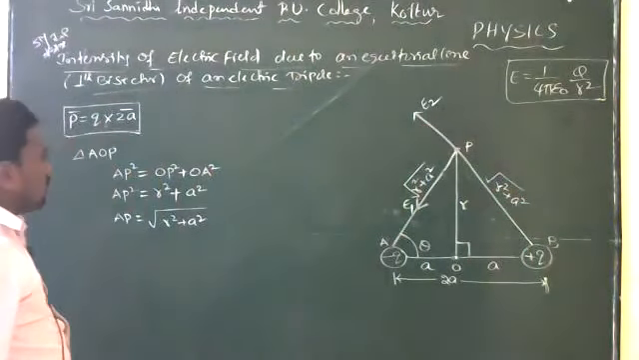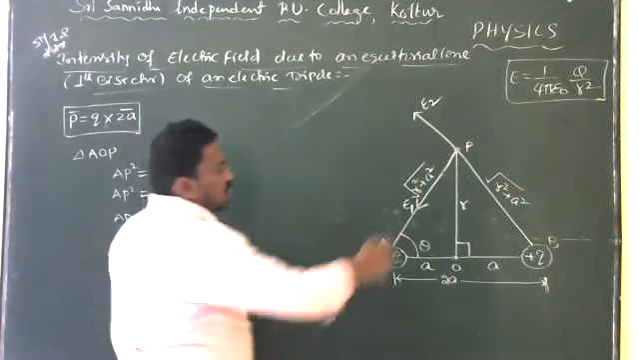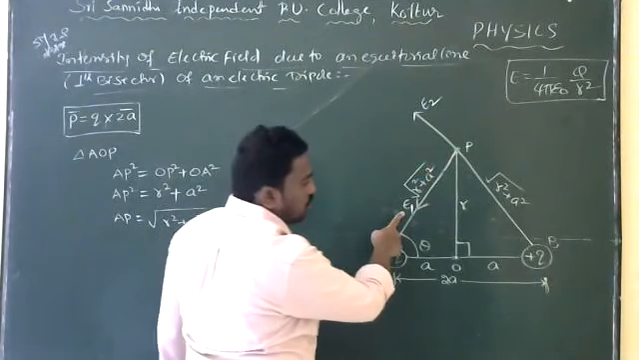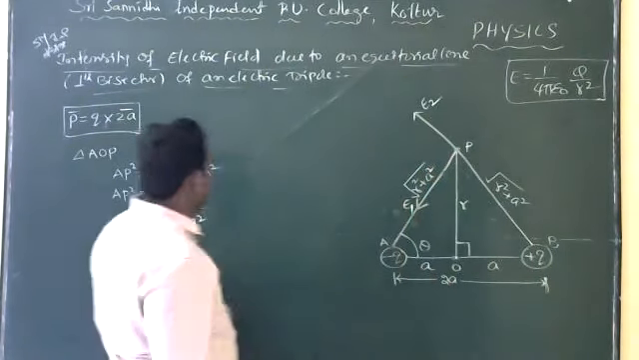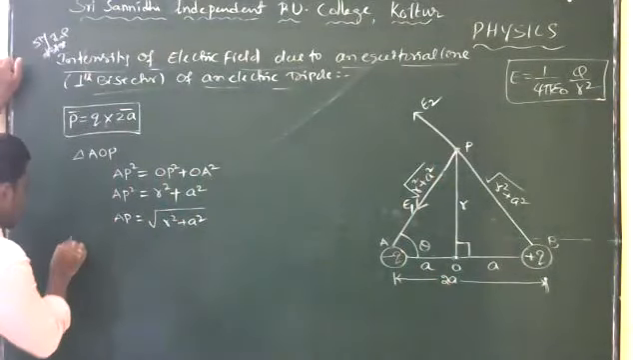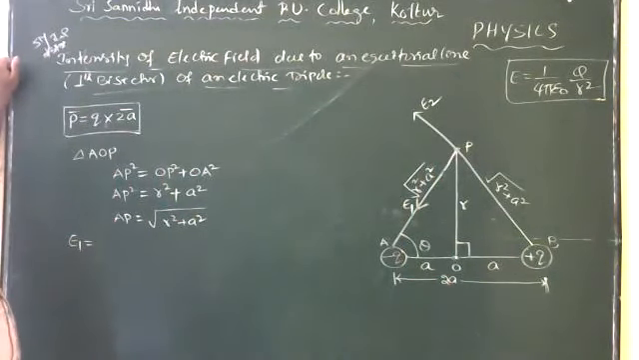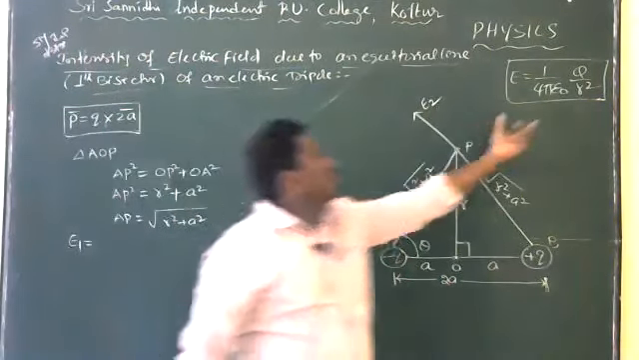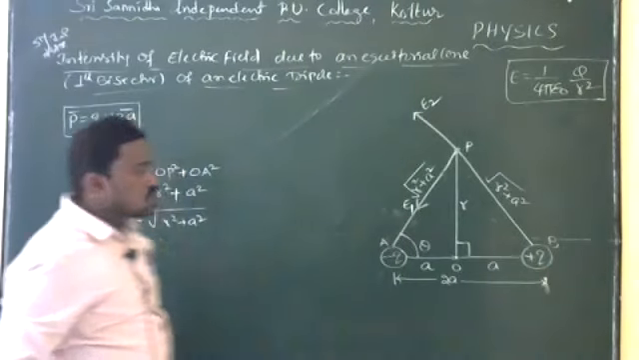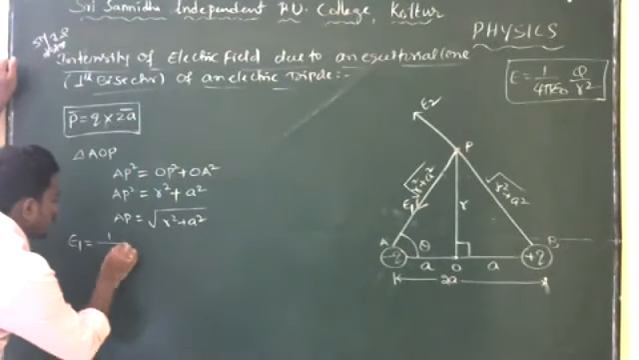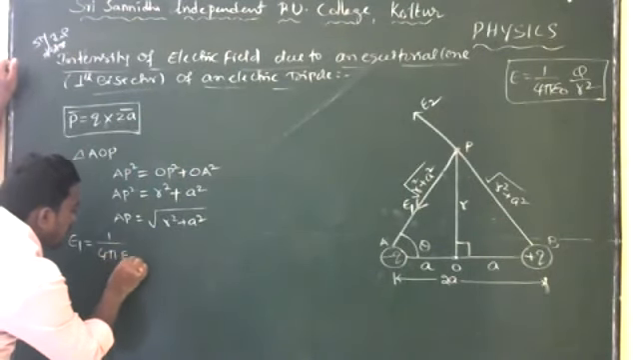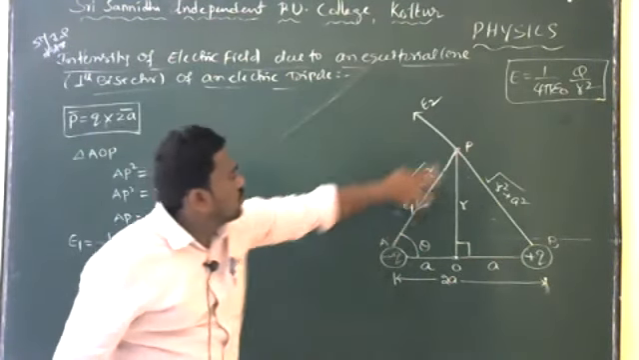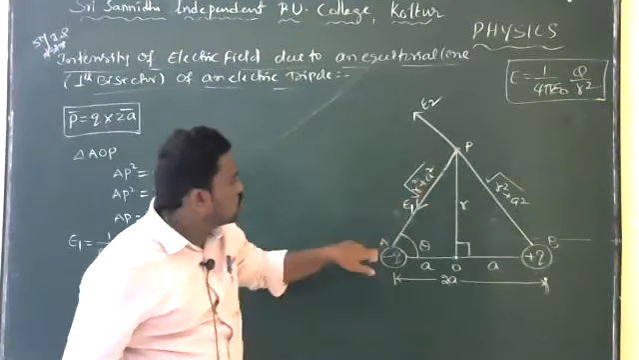Okay, next one. Calculate the intensity of the electric field at point P due to the minus Q charge. That is E1. Next, calculate E2. First of all, calculate the E1 value. What is E1? The intensity of the electric field at point P due to minus Q charge. By using the formula, 1 by 4 pi epsilon naught, Q by R square. So 1 by 4 pi epsilon naught Q divided by AP square, the distance between minus Q and P.